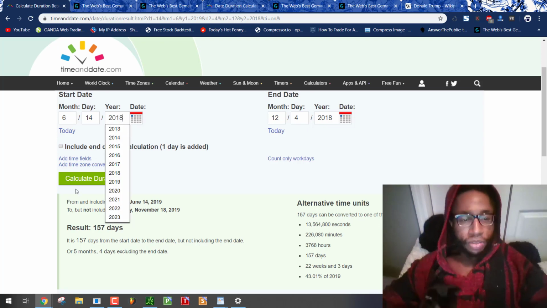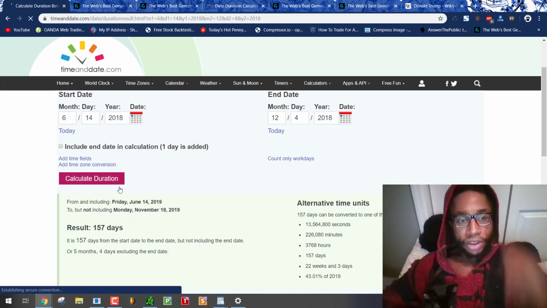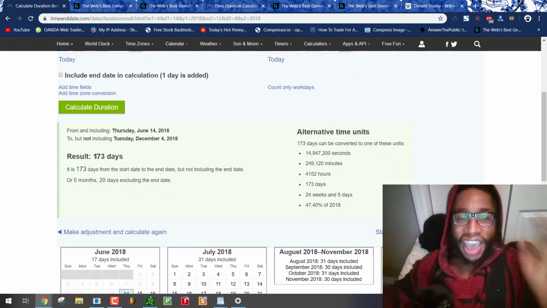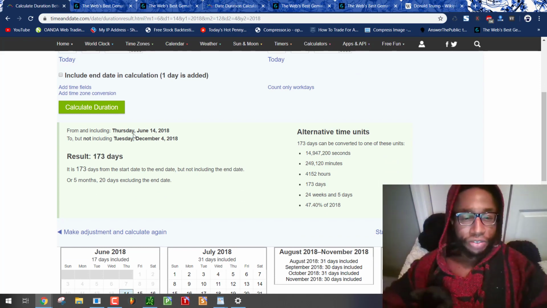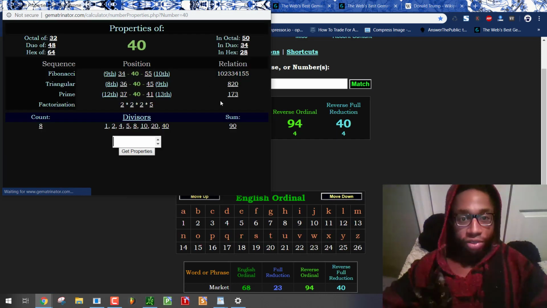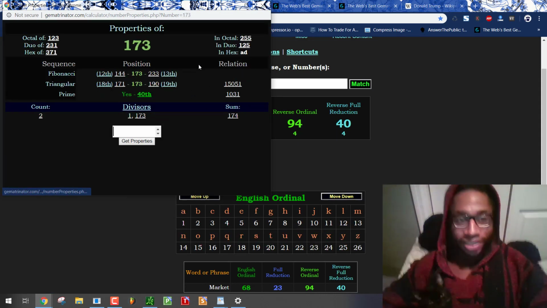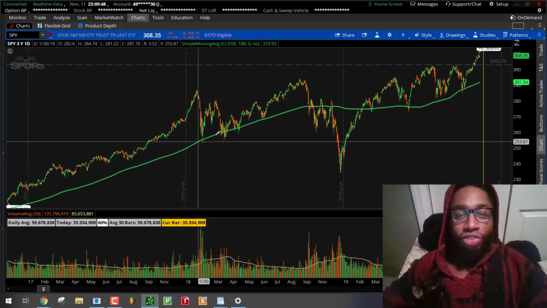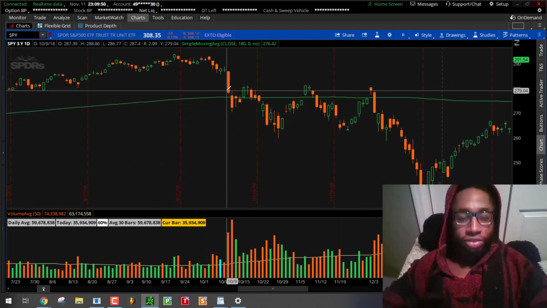Then when you see enough of the pattern, you're able to really figure out how they really do this. I mean, look at this. This is exactly what I'm talking about. From June 14th, 2018 to December 4th, 2018 is 173 days. Market equals 40. 173 is the 40th prime. Do you see how the market is rigged and scripted by the numbers?